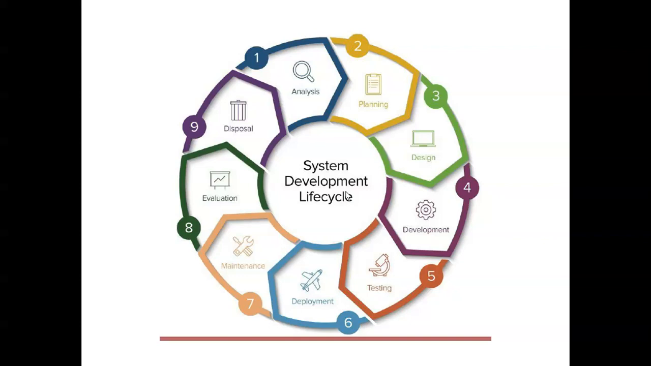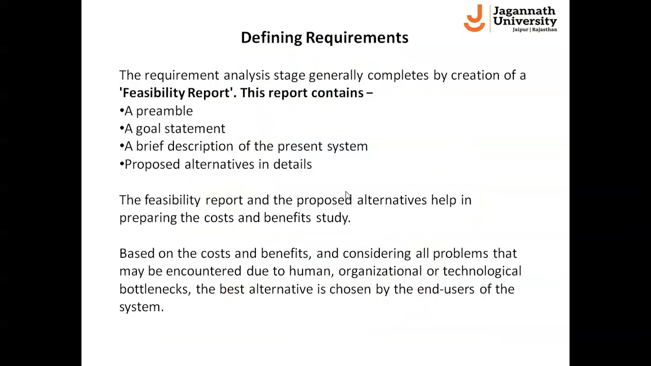In brief, we can discuss them further. So the first is defining requirements. The requirements analysis stage generally completes by creation of a feasibility report. This report contains a preamble, a goal statement, a brief description of the present system, and proposed alternatives in detail. The feasibility report and the proposed alternatives help in preparing the cost and benefits study. Based on the cost and the benefits and considering all problems that may be encountered due to human, organizational, or technological bottlenecks, the best alternative is chosen by the end users of the system.